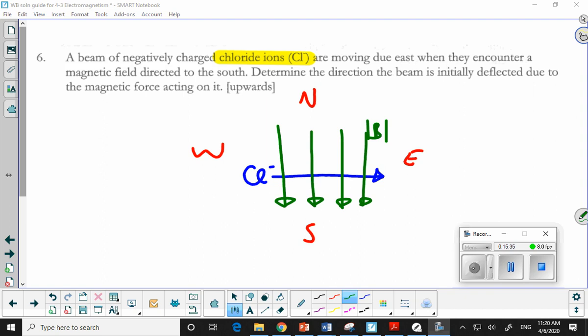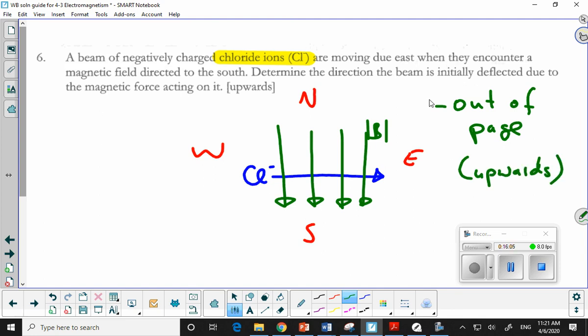They encounter a magnetic field that is going towards the south, towards the bottom of the page. So now stick your thumb towards the east, your fingers towards the south. That leaves the palm coming straight out towards your face, so that's out of the page. Again, the textbook likes to call that upwards.